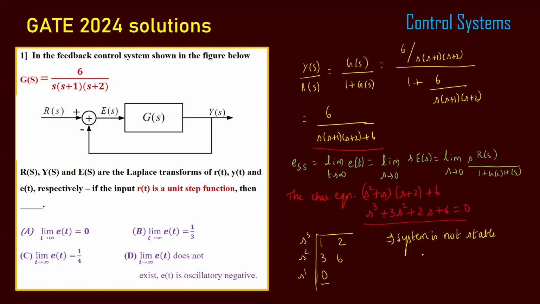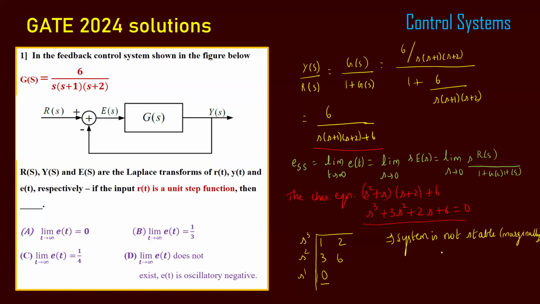Some roots are lying on the imaginary axis. Not all the roots are in the left half of the S plane. Some roots are lying on the imaginary axis. So we can say this is a marginally stable system.